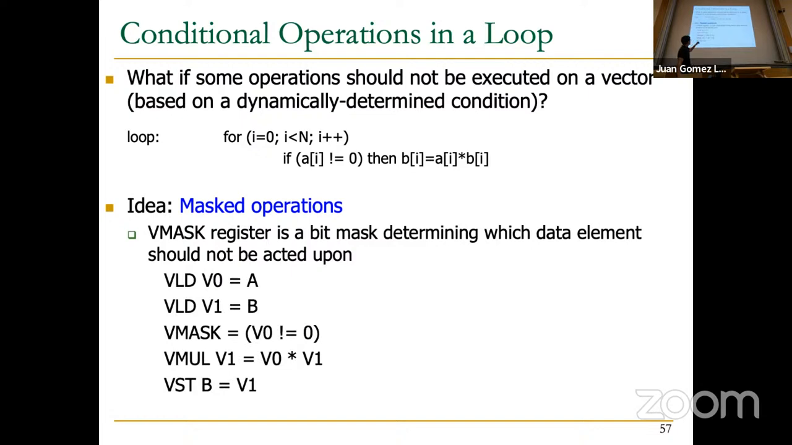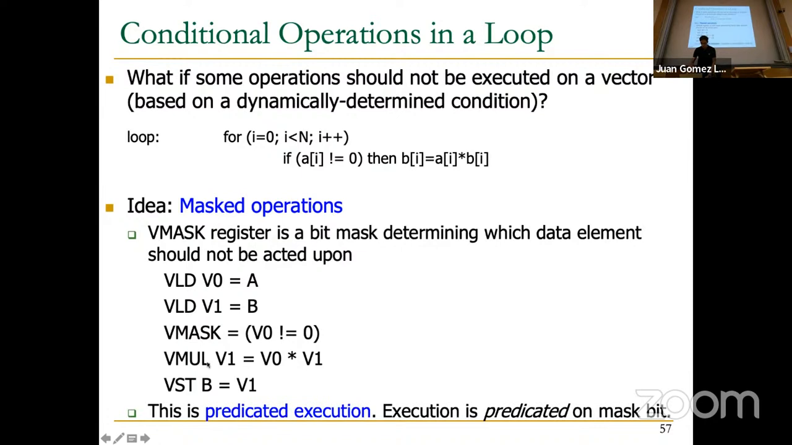What I would need to do if I want to write this code with SIMD instructions is obtain the mask. Observe how we are loading elements of A into V0, and here we compare these elements in V0 to constant zero, and based on that we create the mask. If this is not zero, we will have one in the mask. If the value is zero, then we will have zero in the mask. And depending on those zeros and ones, the subsequent instructions will be effectively executed or not, right? So here you have a multiplication and a store. This is what we call conditional execution, because it's based on satisfying a certain condition, or predicated execution, because we are predicating the execution on a mask bit.